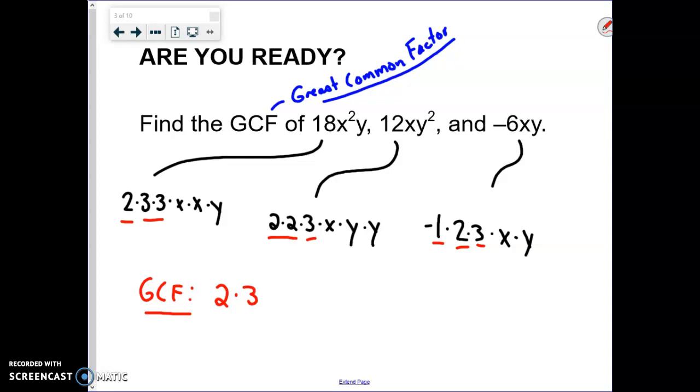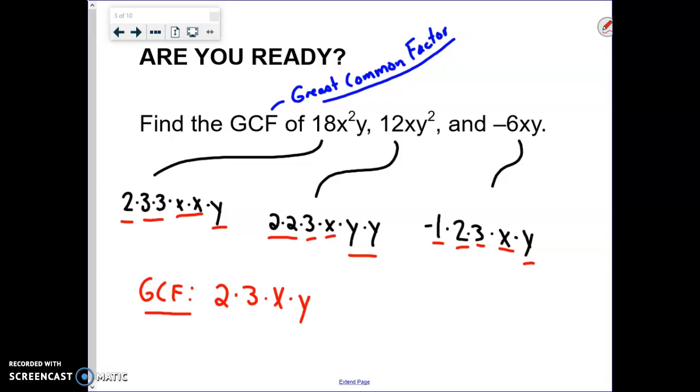Okay, so now we go ahead and we look at the x's. This has 2 x's, this has 1 x, and this has 1 x, so just like before, a single x is what they all have in common. Okay, and then you look at the y's, it's the same thing. Here's a y, there's 2 y's, and there's a y. What do they all have in common? They all have a single y in common.